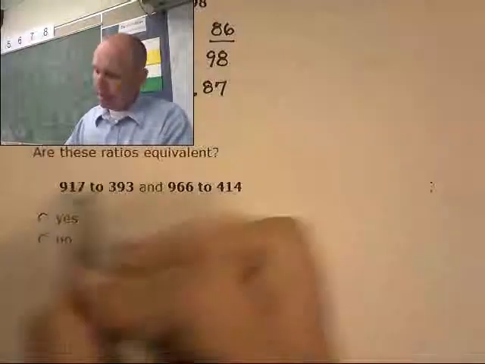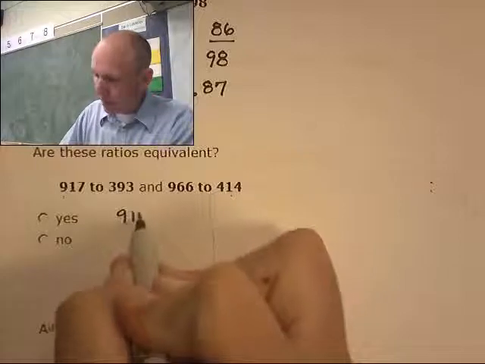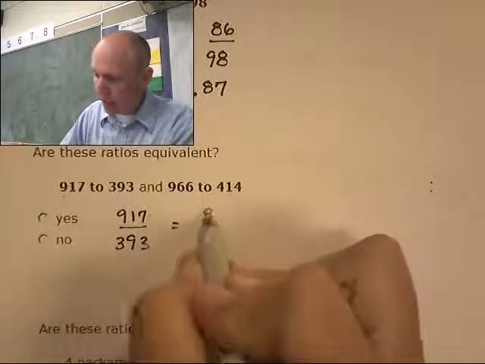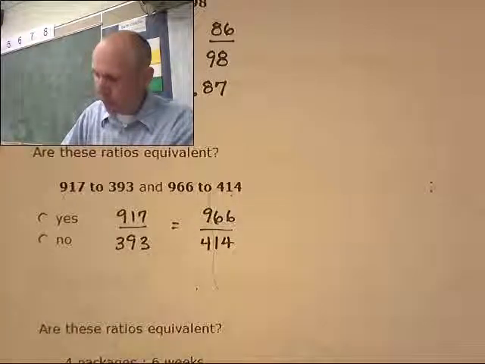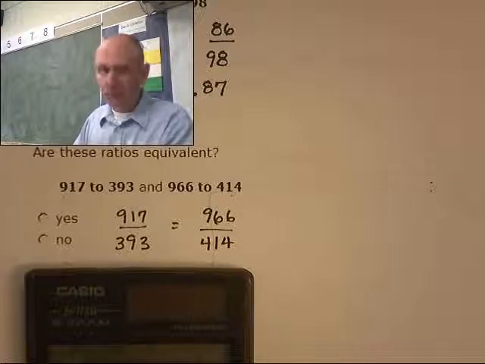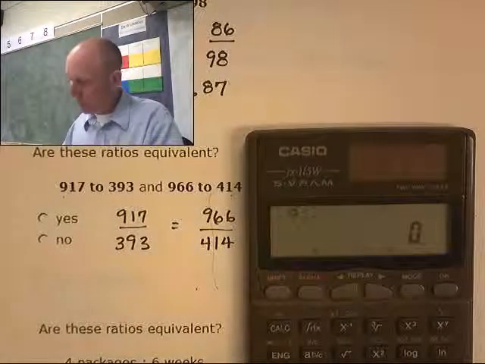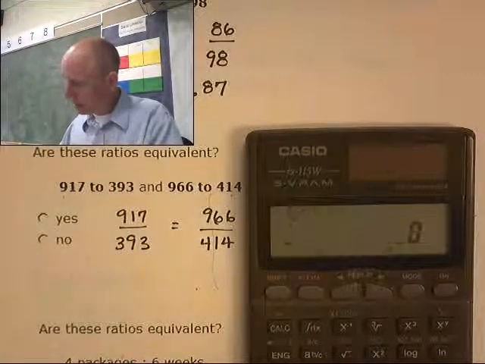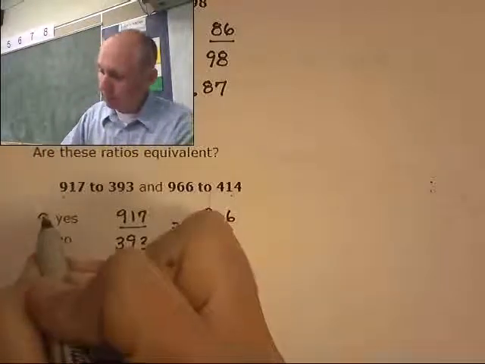And look, if I'm using a calculator, this is really fast. So this is 917 over 393. Is that the same thing as 966 over 414? There we go. Let's just see. 917 divided by 393, so that's 2.3. 966 divided by 414. Yep, those look like they're the same.